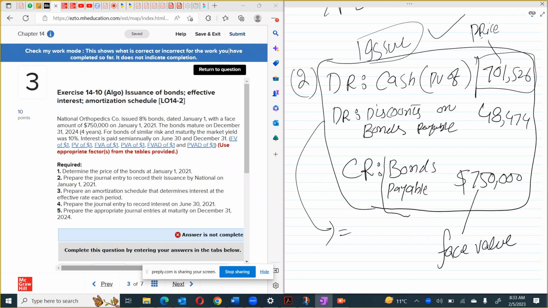At issuance, discount on bond is always debited. So discount is debited and premium is credited. So if you compare this double entry with the double entry of discounts, you will know that the discount, remember we debited the discounts always.